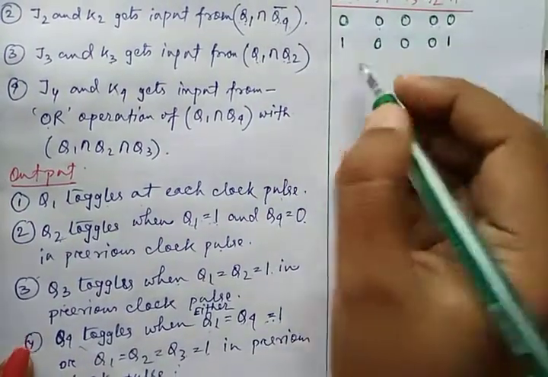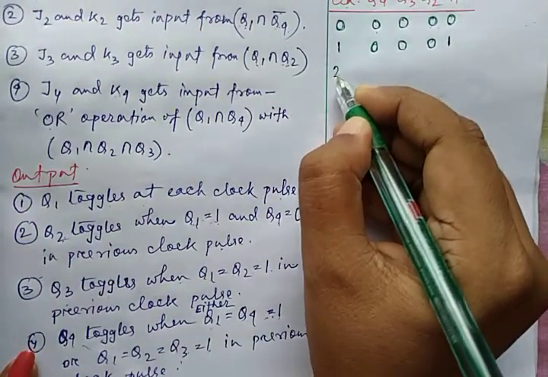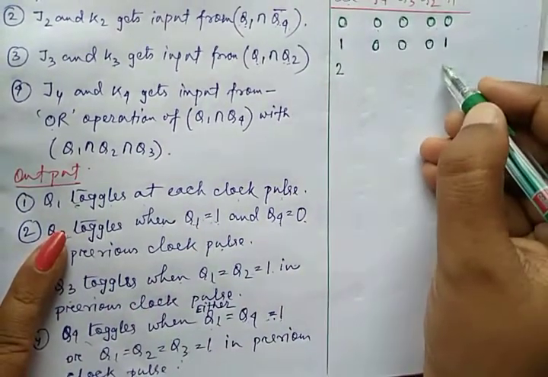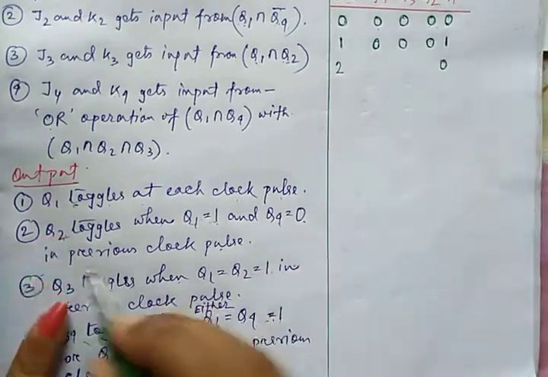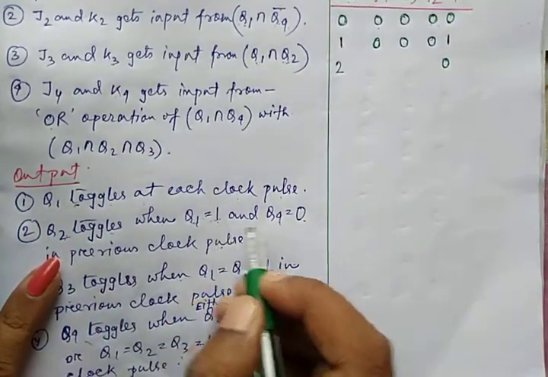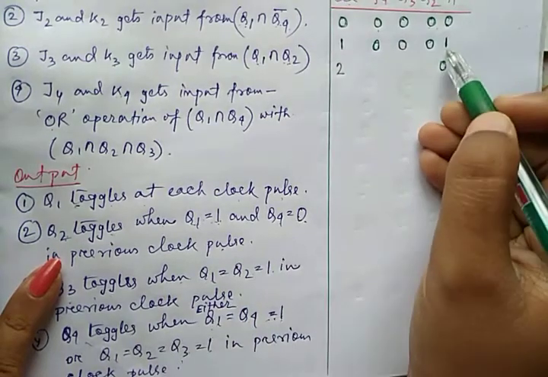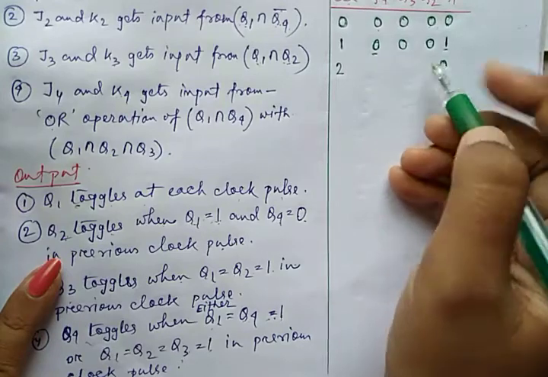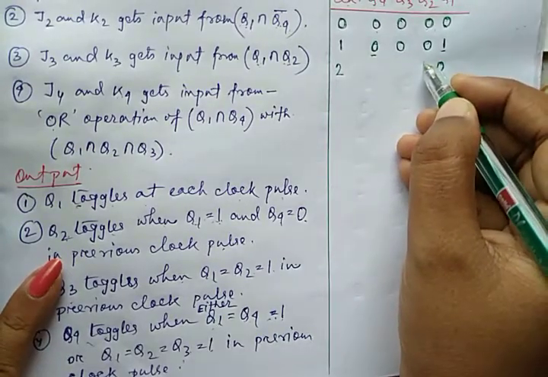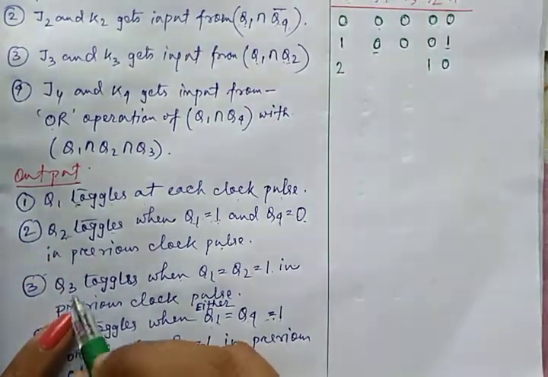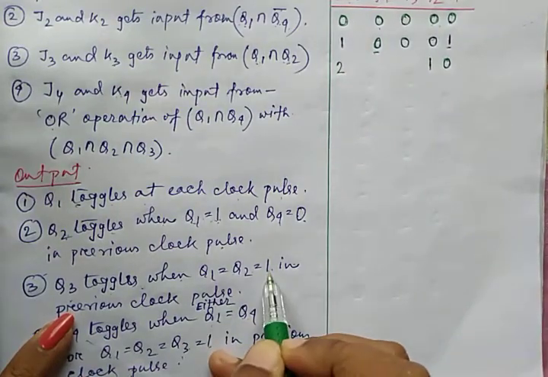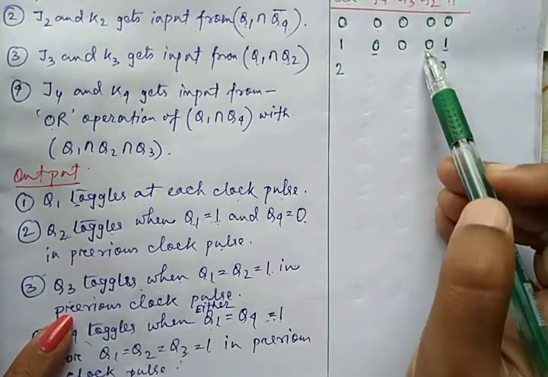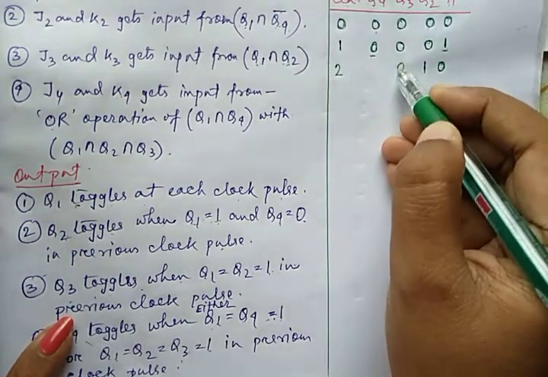Now for the next clock pulse, that is clock pulse 2, Q1 toggles at each clock pulse, so Q1 changes into 0. Q2 toggles when Q1 is 1 and Q4 is 0. You can see in the previous clock pulse Q1 was 1 and Q4 was 0, so Q2 changes, meaning it will be 1. Q3 toggles when Q1 and Q2 are 1 in the previous clock pulse. But in the previous clock pulse Q1 was 1 but Q2 was not 1, so it will not change.